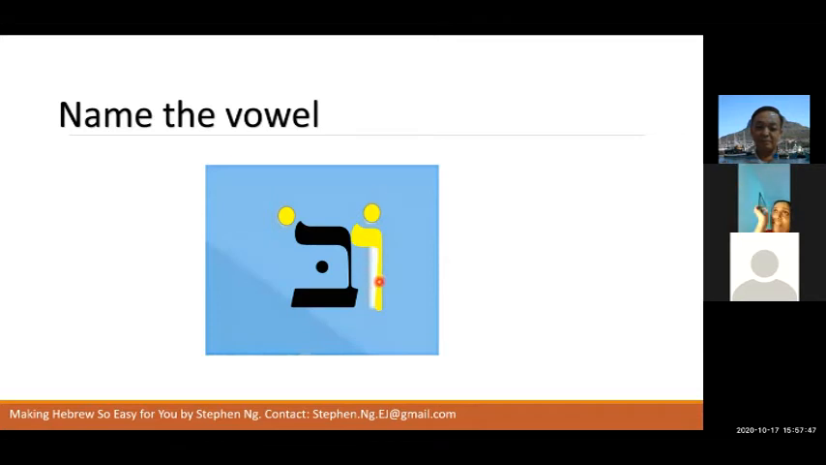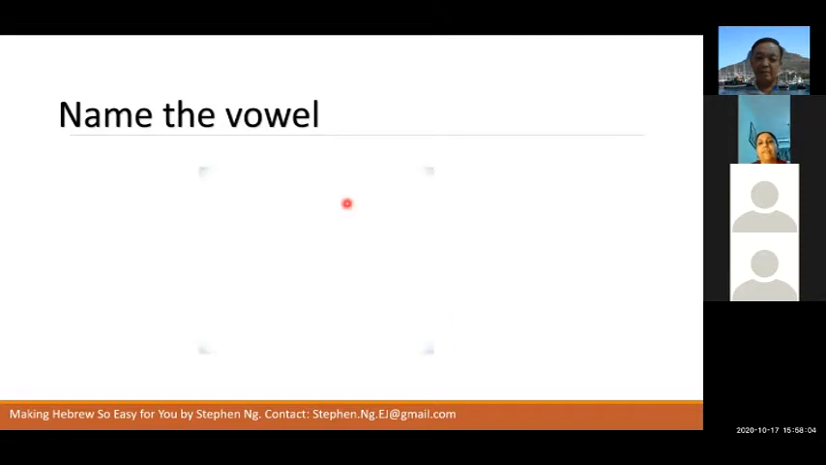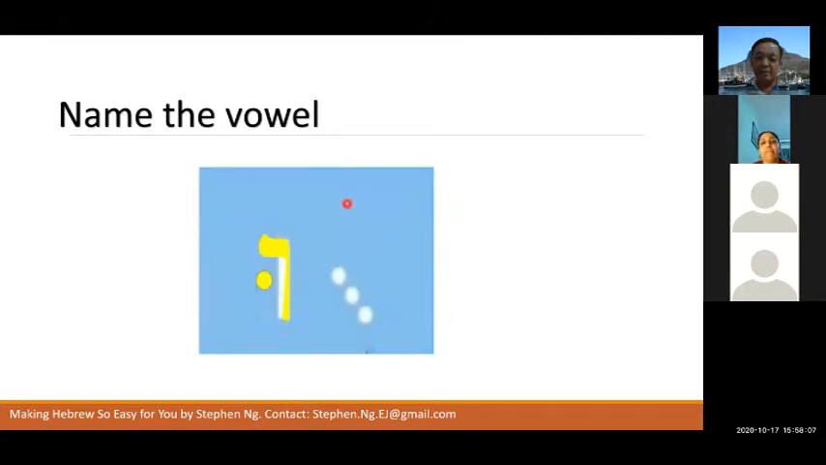Sometimes you have just the dot put on top of the letter. Sometimes you have the letter along with the vav, and on top of the vav is the dot, and that is the holem vav, the long O vowel. All right, can somebody name the one that is highlighted? What vowel is that? Shuruk. Louder. Shuruk. Excellent. It is the long U vowel.